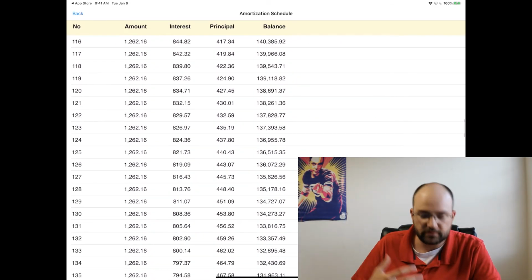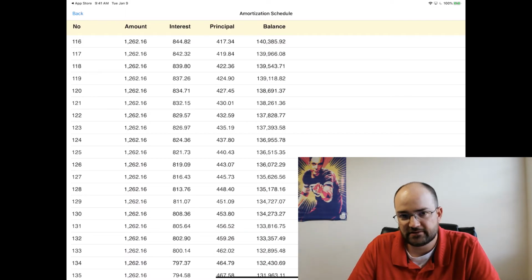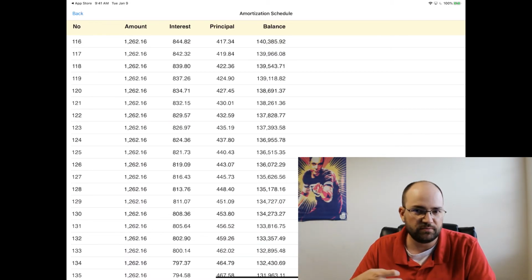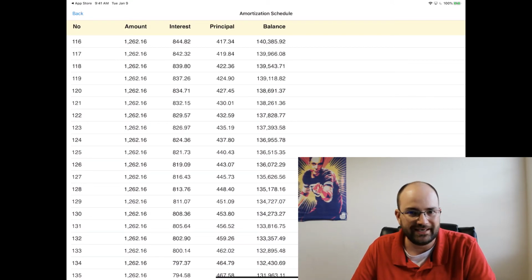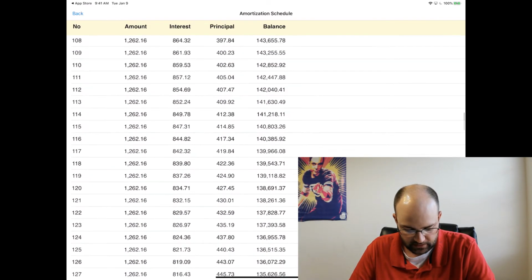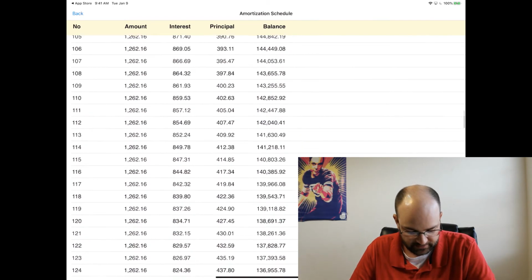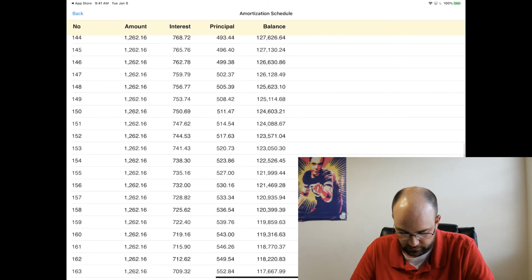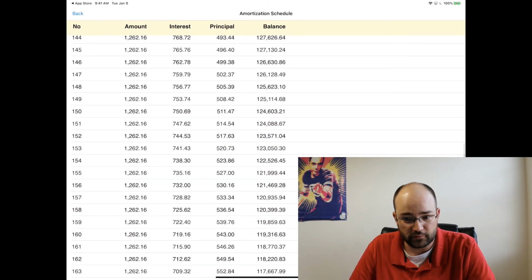As we go along, the balance is slowly getting lower and lower. But what's even more important is that the payment towards the interest every month is going down as well, and the principal payment is going up. So the amount that you're putting towards the principal is increasing with every payment. Now this was, again, 300 payments. So if we go to the 150th payment, which is halfway through, the balance is only $124,603.21.